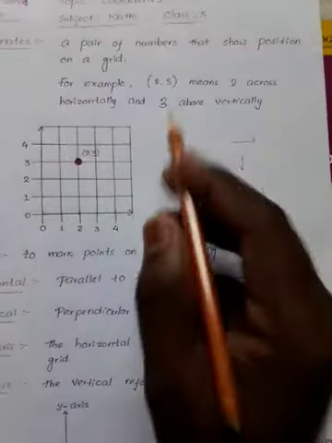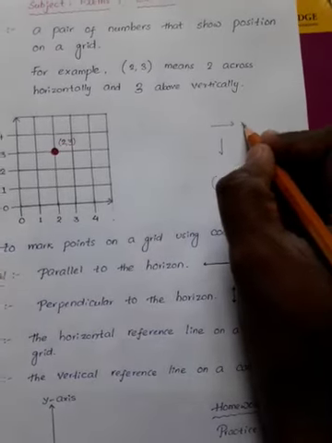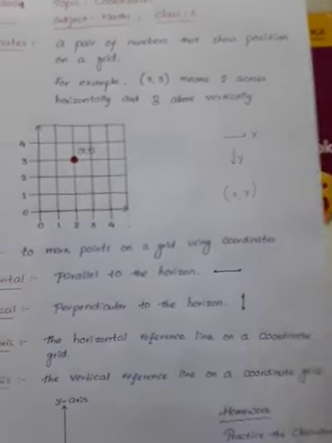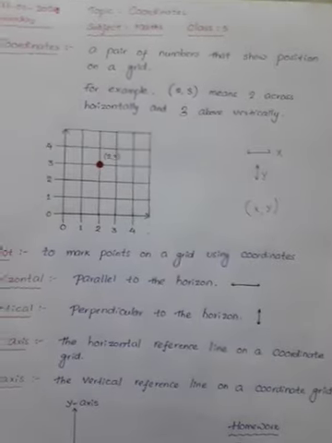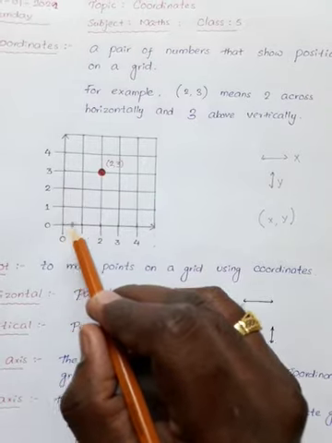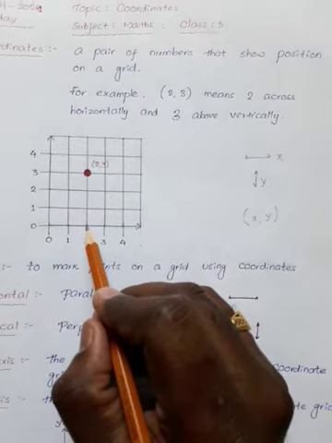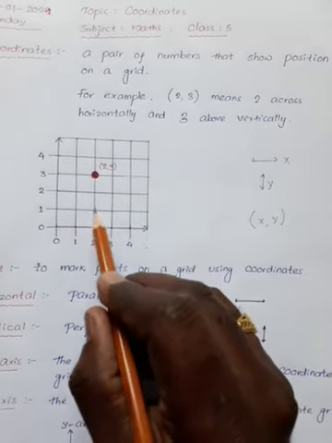I want to plot the point (2, 3) on the grid. So 2 means first of all you have to go horizontally. X means horizontal, and y means vertical. So now look here, 2 first. From 0, every time start from 0, you have to move to the right. How many places? 2 places. So 1 and 2, 2 is here. Now 3 vertically, so move upward. 1, 2, 3. So this point is (2, 3).